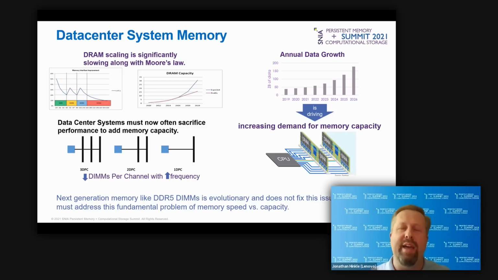This is all compounded by the annual data growth. We keep having more and more data generated, more and more sources of data in the world today, and that's driving this increasing demand for memory capacity. So while memory and DRAM, the traditional ways we've been leveraging it in systems, is slowing down, we're having an increased demand. We have new technologies like DDR5 coming out from JEDEC, and these are excellent new technologies that will fix some of the issues we've seen in the past, but they're still evolutionary. They don't fix this fundamental problem of speed versus capacity.